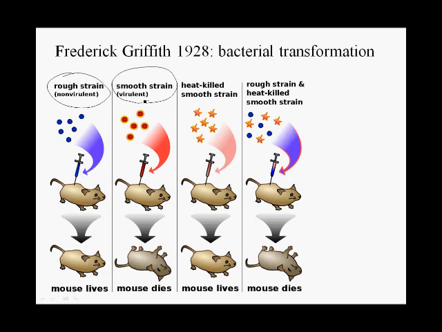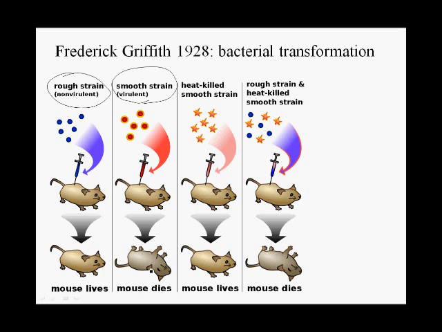They formed large, smooth-looking colonies on petri plates because they are able to synthesize a polysaccharide capsule. This polysaccharide capsule confers them some protection against the mouse's immune system. And when these smooth strain bacteria are injected into mice, the mice get very sick and they die.